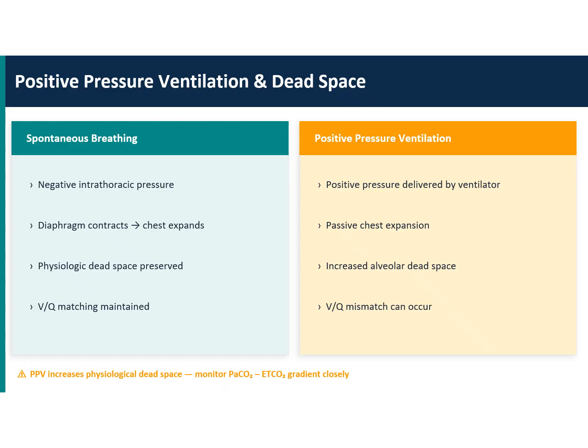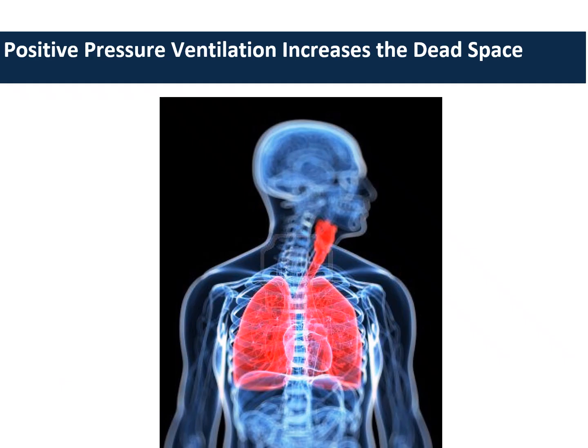Positive pressure ventilation is actually opposite. So this is not a normal physiology. What we are doing in positive pressure ventilation is we are pushing air into the lung with a positive pressure during inspiration. That is definitely going to compress some of the alveolar capillaries, which creates sort of dead space. So this dead space makes it very difficult to wash out the CO2.